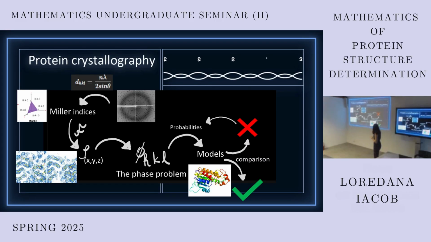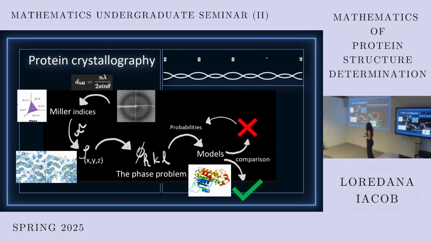This is a mind map of the process scientists go through. We have this diffraction pattern, and we apply Bragg's law to determine the Miller indices, HKL. The Miller indices are a convention between crystallographic chemists, which describe the structure of the crystal.